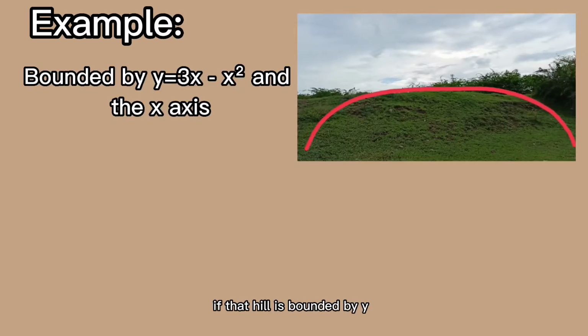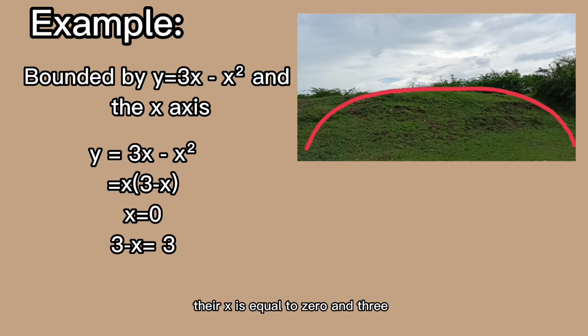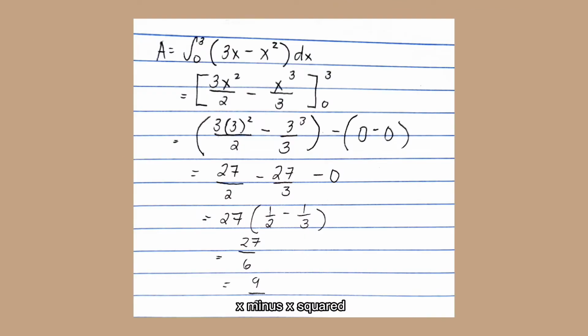For example, find the area of the region of that hill bounded by y is equal to 3x minus x squared and the x-axis. Copy the given y is equal to 3x minus x squared. Then factor it: x times the quantity 3 minus x. Then x is equal to 0 and 3 minus x is equal to 0, so x is equal to 3. Then integrate 3x minus x squared dx, and use the formula x raised to n plus 1 over n plus 1. So 3x squared over 2 minus x cubed over 3.